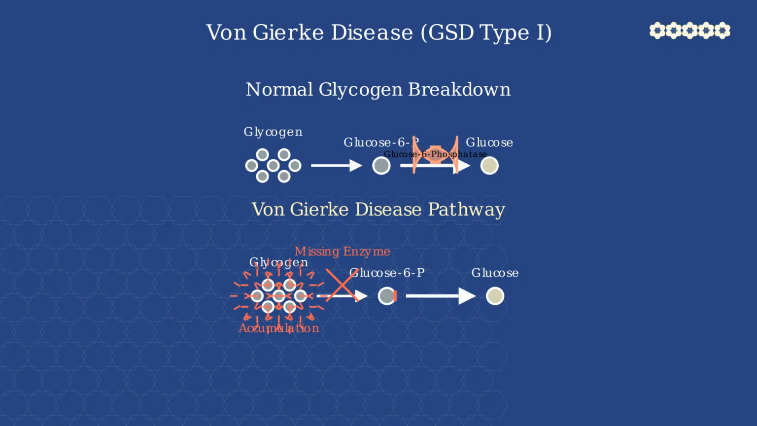This enzyme deficiency blocks the conversion of glucose 6-phosphate to glucose, leading to excessive glycogen accumulation primarily in the liver and kidneys.